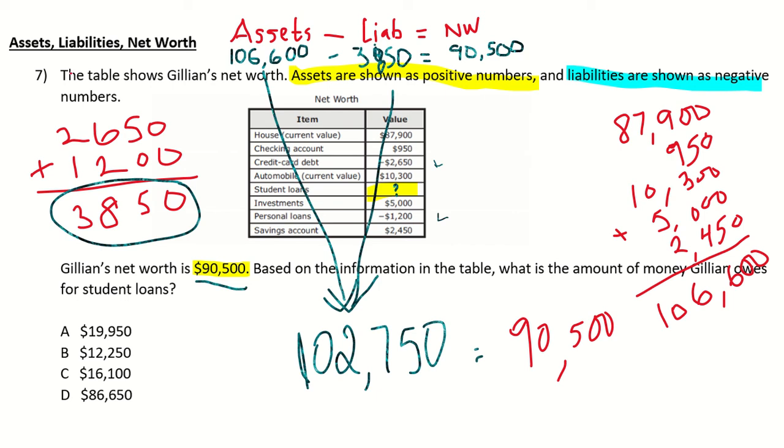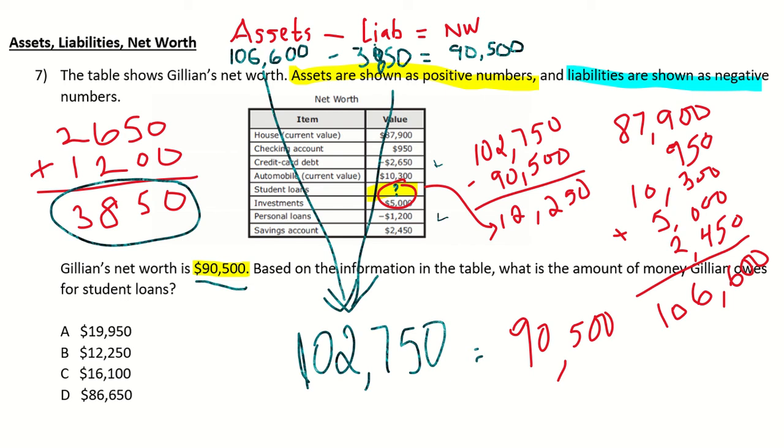So if we subtract these two numbers, the 102,750 minus the 90,500, we're going to get the difference, what we're missing from the student loans. So let's just do this final subtraction: 102,750 minus 90,500 to get the missing number of the student loans. I got 12,250. That would be the missing number, the student loans, and that is, of course, answer choice B.